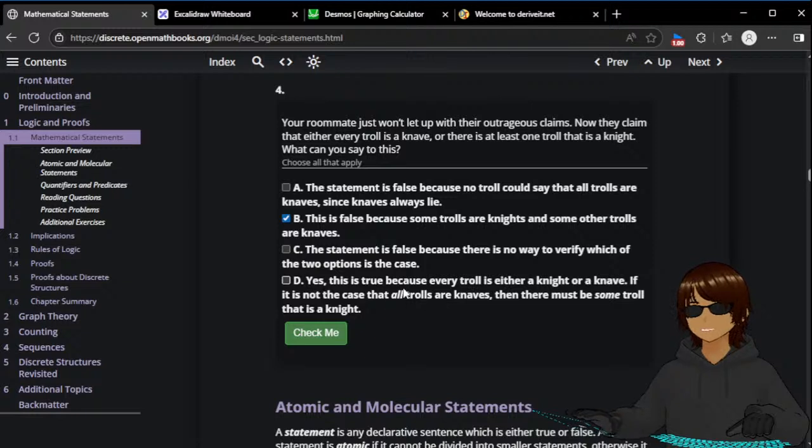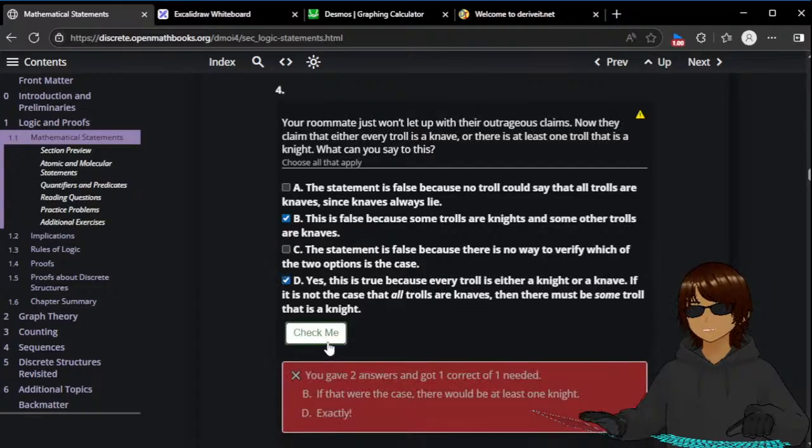If it is not the case that all trolls are knaves, then there must be a knight. Okay, D is correct. This is false because some trolls are knights and some trolls are knaves. They claim that either every troll is a knave or there is at least one troll that is a knight. Oh no, then it's not false, right?